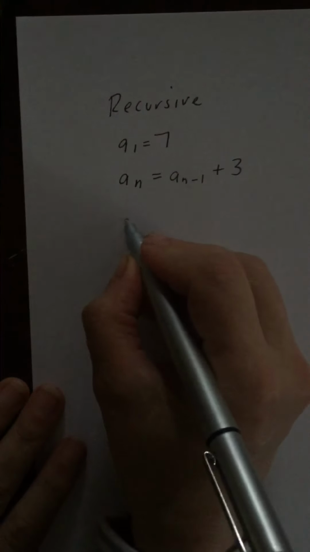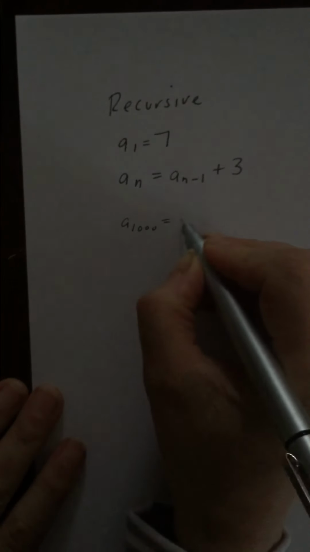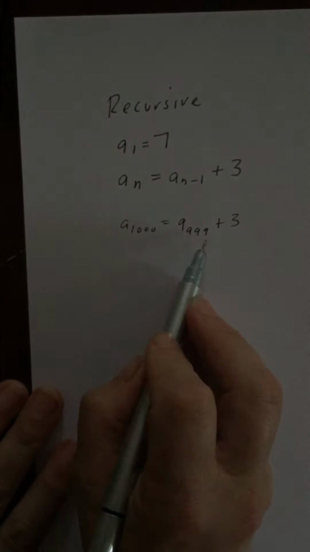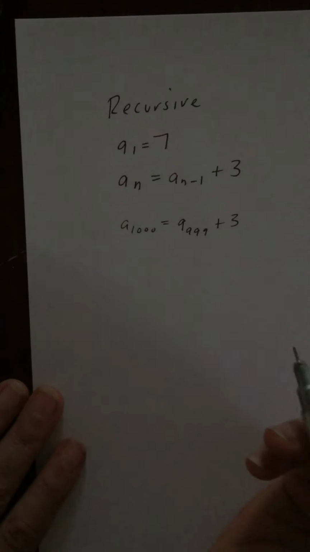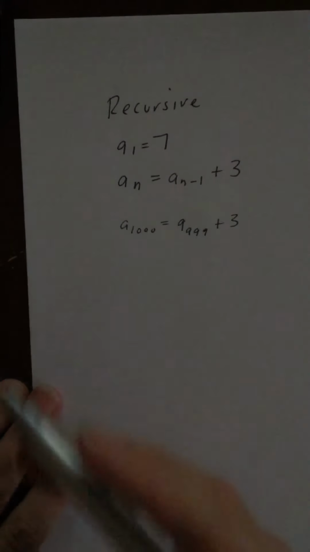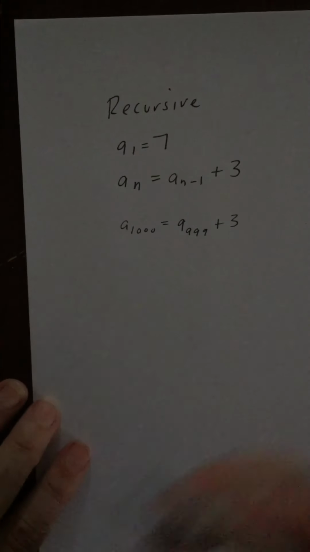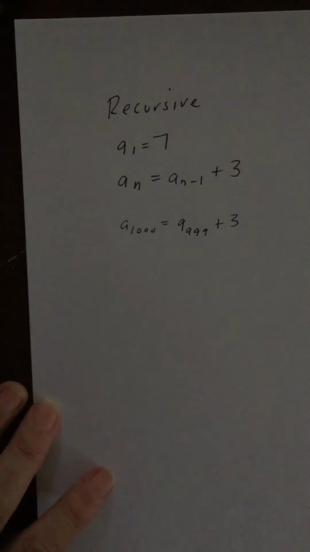The upside of this kind of definition is that it leads you through how to get from one term to another term. But the downside is, if I want to find the 1000th term, it's not a very easy definition. I can find the 1000th term only if I have the 999th term, and then I add 3 to get the 1000th term, but it doesn't immediately jump you to that. So recursive definitions are nice at times, but other times they're less useful.